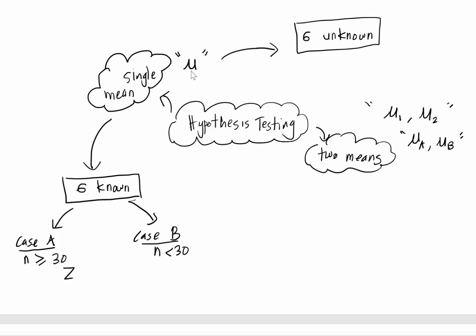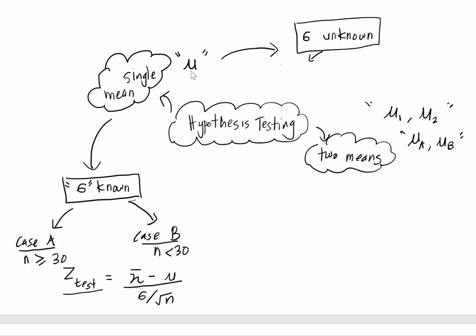For this one, we are going to use the formula of the z-test: the mean of the sample minus the mean of the population, over the standard deviation of the population over the square root of the number of samples. So for the single mean, when the population standard deviation is known, we are going to use the z-test. Now, how about when the standard deviation of the population is unknown?